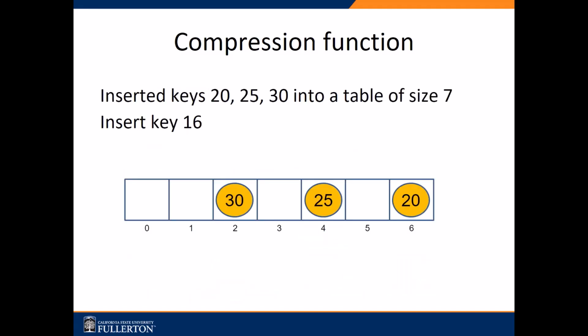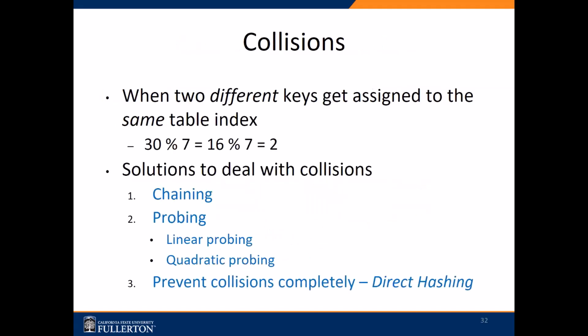But now let's try to insert a 4th value, let's say 16. Well, 16 should go into array index 2 because 16 mod 7 is also 2. But look, there is already something there in that location, and we should not overwrite that value. This is called a collision. So a collision happens when 2 different keys get assigned to the same table index.